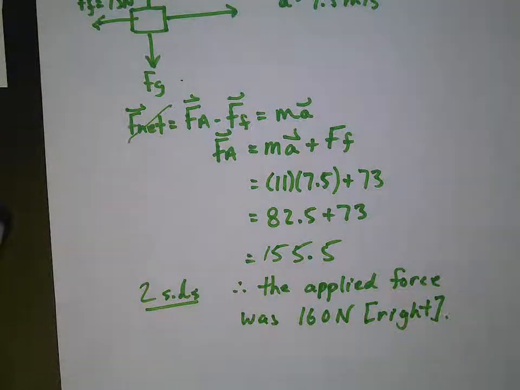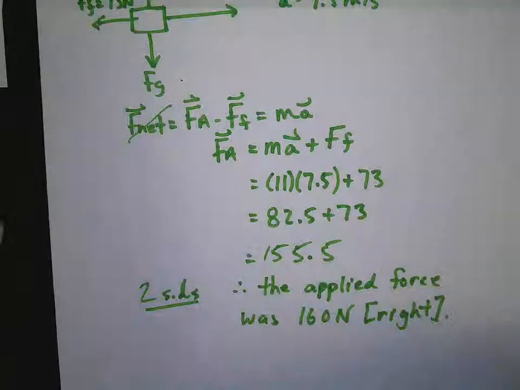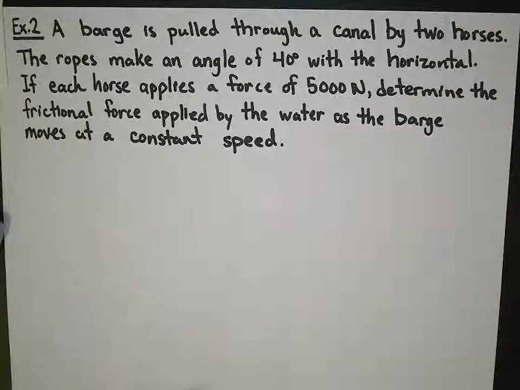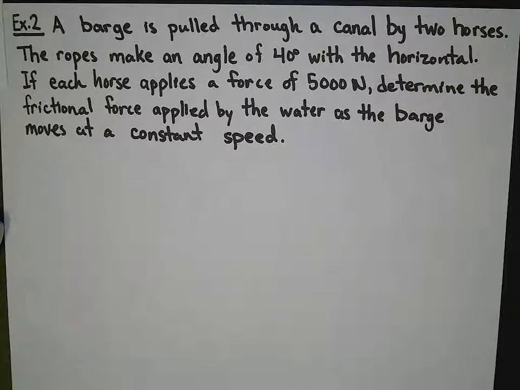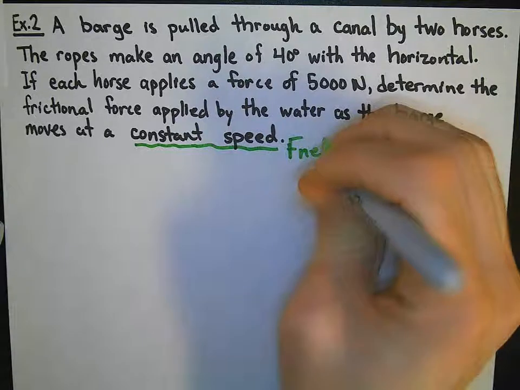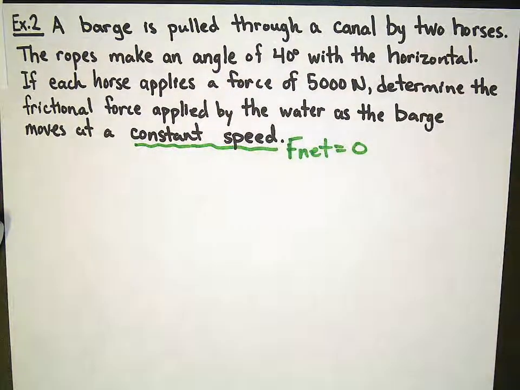So free body diagrams will always help us determine what forces are acting on the object, even in two-dimensional type problems. This was a one-dimensional problem. Let's see a two-dimensional problem in which a barge is pulled through a canal by two horses, and the ropes make an angle of 40 degrees with the horizontal, and there's two horses on each side of the canal, and they pull with a force of 5,000 newtons. Determine the frictional force applied by the water as the barge moves at a constant speed. And remember, constant speed means that our net force must be equal to 0.